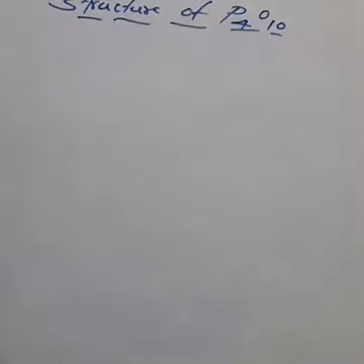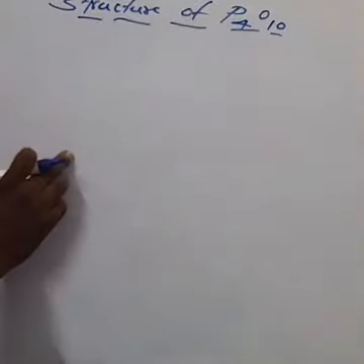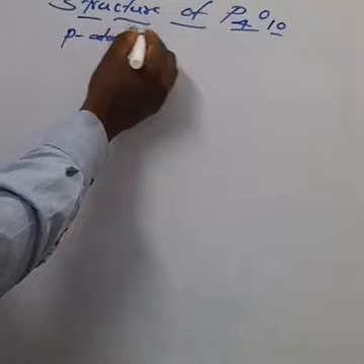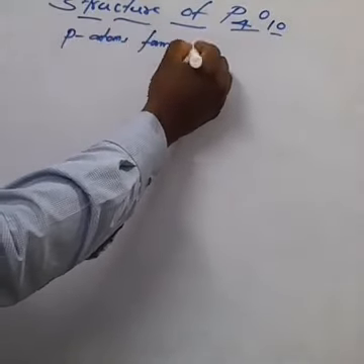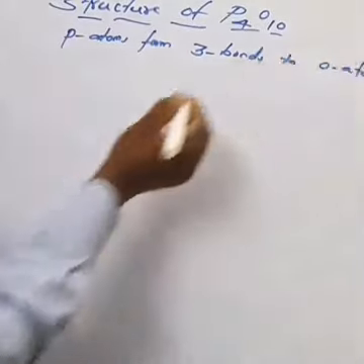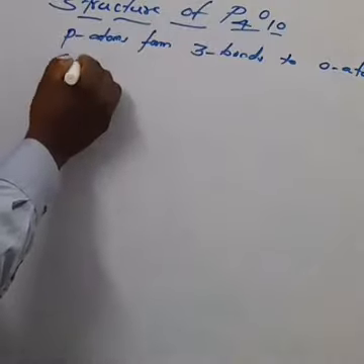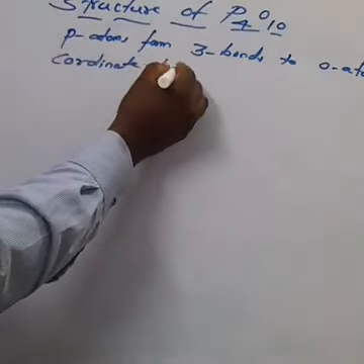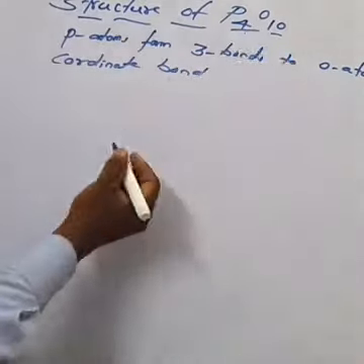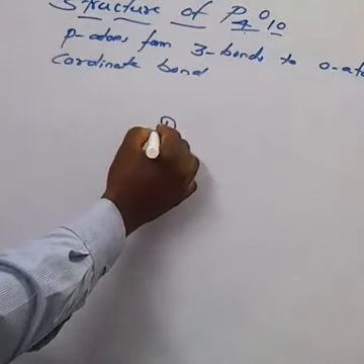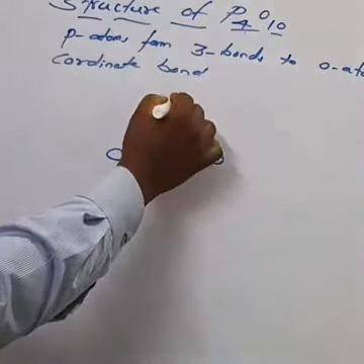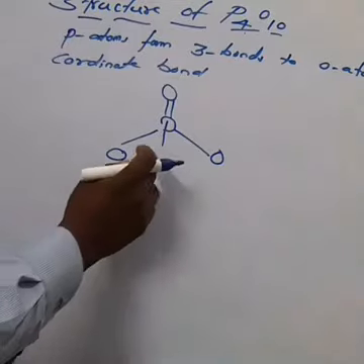Structure of P4O10. Here each phosphorus atom forms 3 bonds to oxygen atoms, and also an additional coordinate bond with an oxygen atom. Here we have to learn about the phosphorus. How many phosphorus atoms are there? 4 phosphorus. Each phosphorus atom forms 3 bonds to oxygen atoms and also an additional coordinate bond with an oxygen atom. You have to draw the structure.